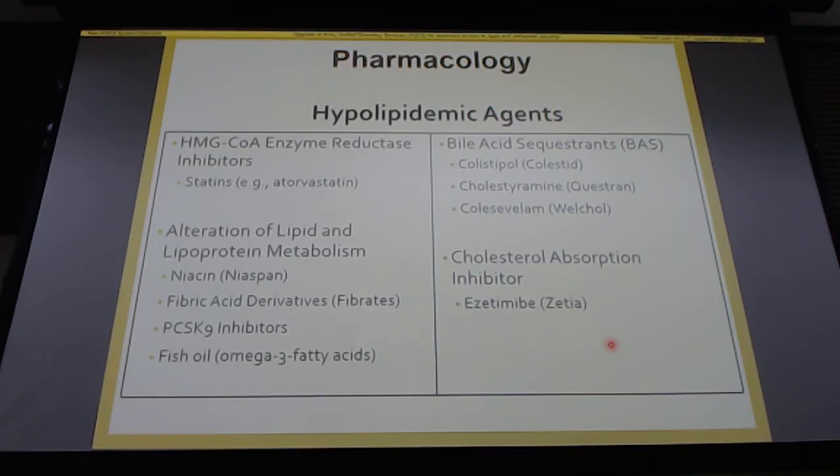These are our categories of drugs that we have to help control those horrible LDL levels that our patients may be having. Some of these will also help us with triglyceride levels. So these are going to be your drug classes: your HMG-CoA reductase inhibitors, and then your ones that focus on lipoprotein metabolism, your BAS or bile acid sequestrants, and then your cholesterol absorption inhibitors, which you will also see sometimes abbreviated as CAI.